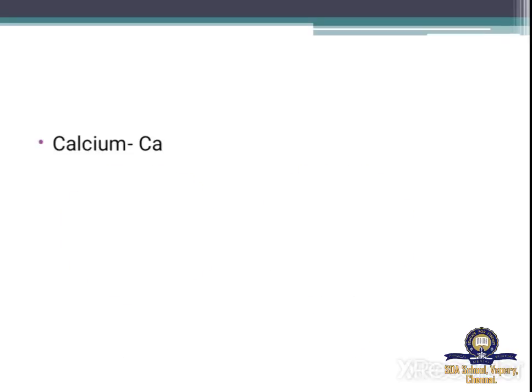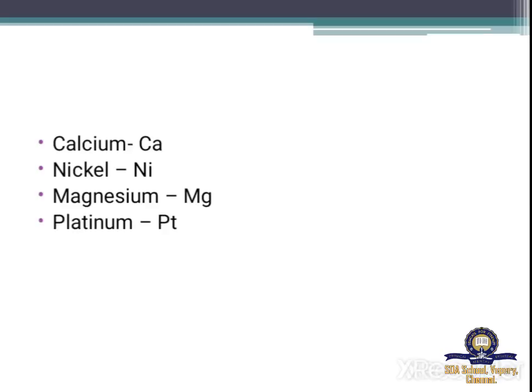For calcium, the symbol is Ca. The first 2 letters of its name is given as a symbol. Secondly, for nickel, the first and the second letters were assigned as a symbol. Now, for magnesium, the first and the third letter is given as a symbol. As you see, the symbol of magnesium is Mg. In case of platinum, the first and the fourth letter is used as a symbol. Its symbol is Pt. Finally, for cobalt, the first and second letters have been used as a symbol, whose symbol is Co.